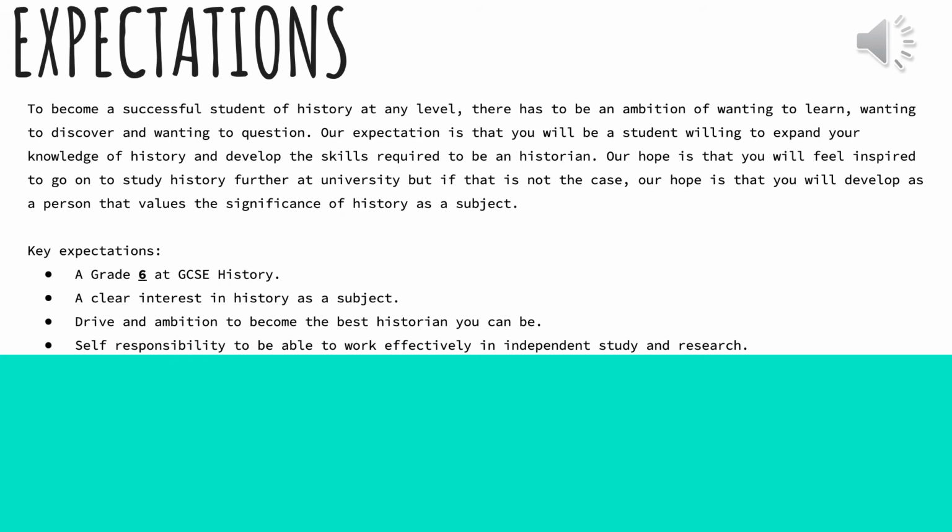So it's very important that we have students that firstly are interested in taking history, but secondly have the ability as well. Now, a grade 6 at GCSE history is proof that you are able to articulate yourself in an argument, you're able to unpick sources and interpretations, and you're able to write clearly. Now, a grade 6 is evidence of that, and that's exactly what we're expecting for students to take A-level history. As I said before, a clear interest is really important, but also a drive and ambition to become the best historian you can be.